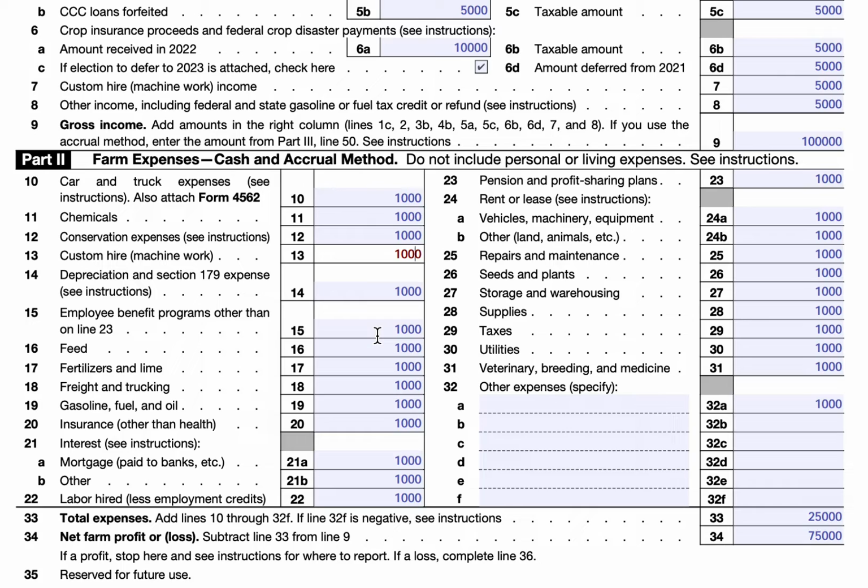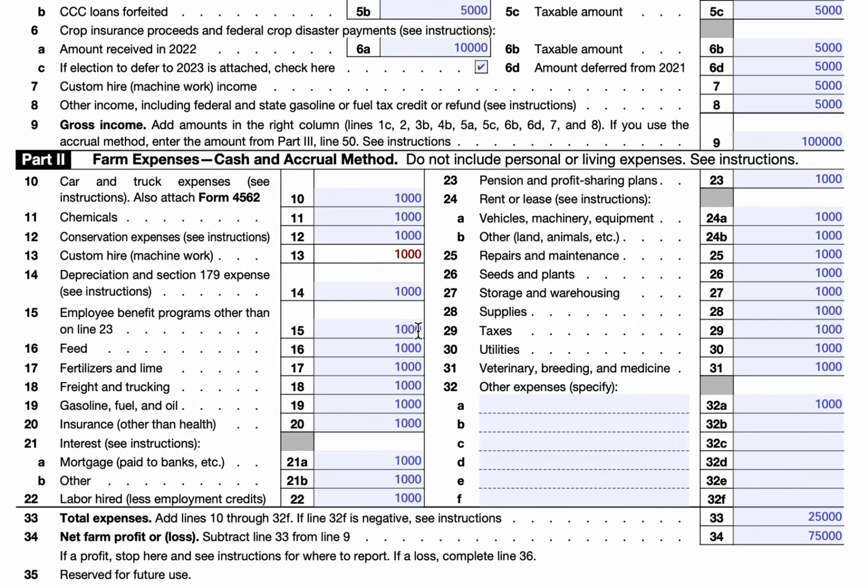If you have employee benefit programs other than a pension plan on line 23, you would enter the amount that you paid for those programs in line 15. So that might include accident and health plans, group life insurance, dependent care assistance programs. If you made contributions on your own behalf to a dependent care assistance program, then you would need to complete IRS Form 2441 to figure out how much you can deduct.